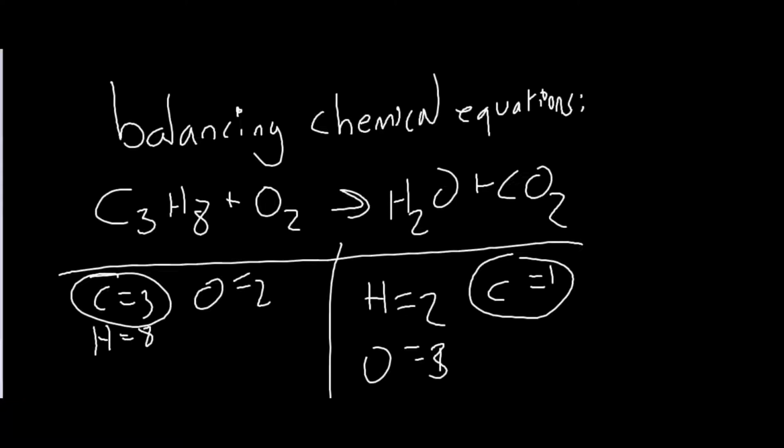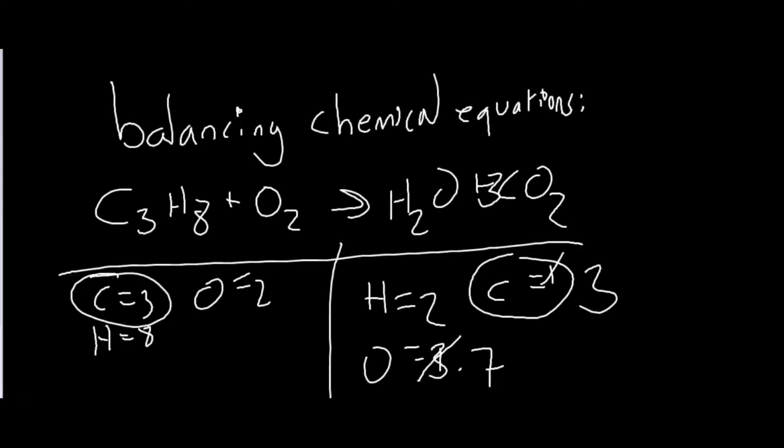So immediately I can tell you that since there are 3 carbons on the reactant side, I'm not going to try to multiply anything on the reactant side for carbon. But on the product side, I have fewer carbons, so I'm going to multiply CO2 by 3 so that I can have 3 carbons. But consequently, I'm also going to have 6 extra oxygens, or I guess 3 extra oxygens. So then I'm going to have 1 plus 6, so I'm going to have 7 oxygens here.